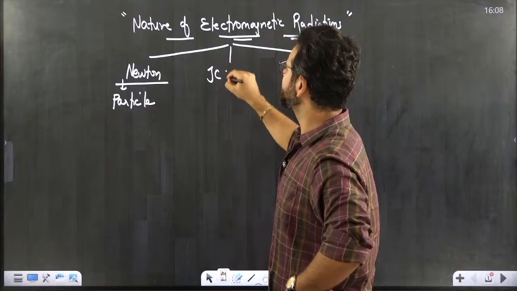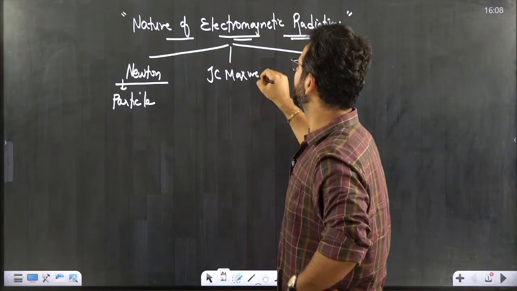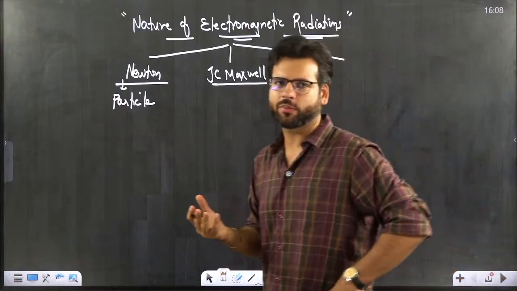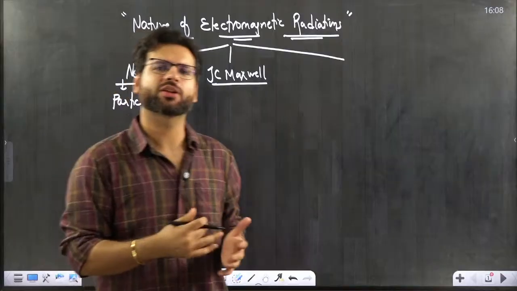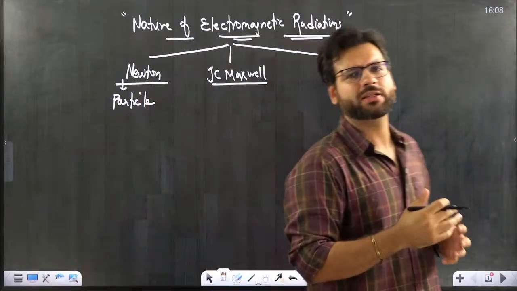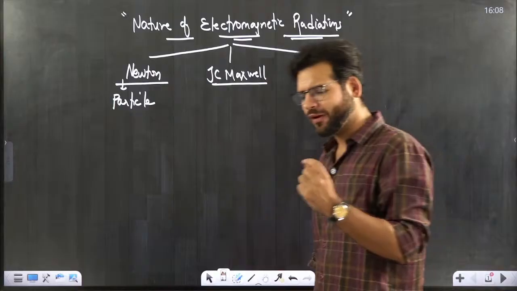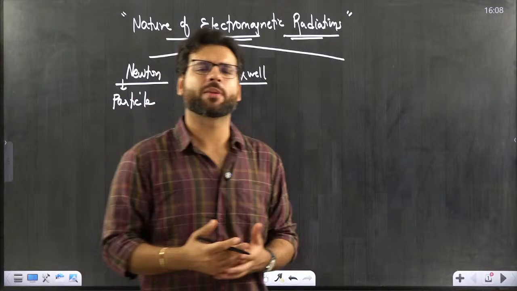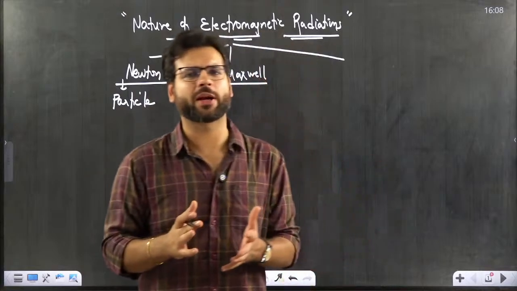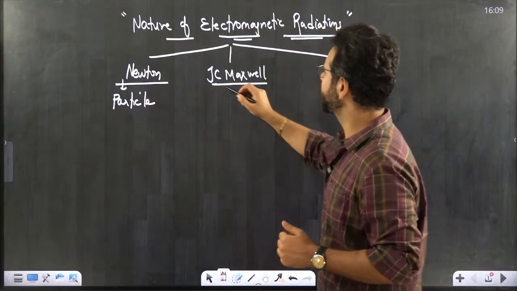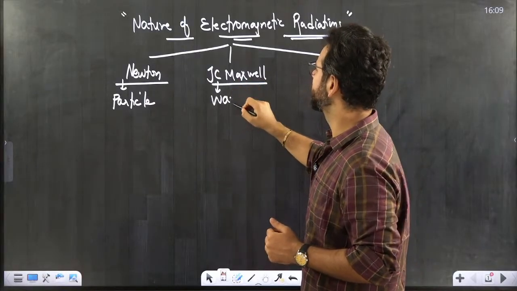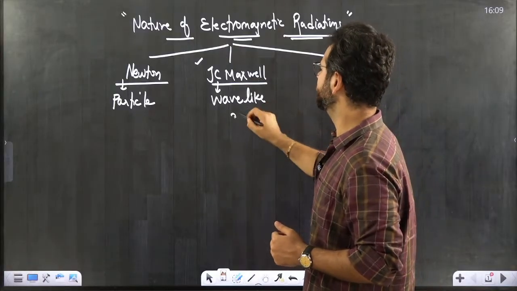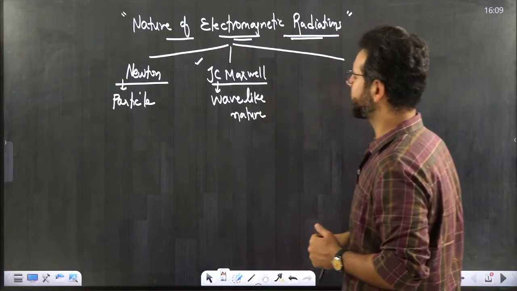Then James Clerk Maxwell said that I can prove that light has a wave-like property. He could prove it with diffraction and interference patterns. These patterns are shown only by waves. He found that light generated from any source, like the light coming from a bulb, when passed through a double slit shows an interference pattern, which means it has to be a wave. So James Clerk Maxwell says it acts like a continuous wave. We'll talk about this theory today. Wave-like nature.